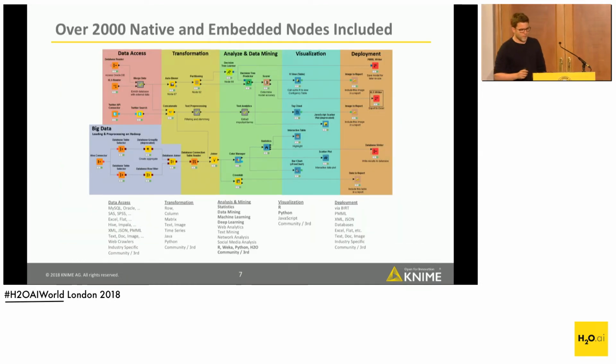Okay, so what kind of nodes do we have in our platform? We have nodes to access data, we have nodes to transform data, we have nodes to analyze and mine data, nodes for visualization and deployment. And also we have several connectors to big data environments. And here, we don't sit in our offices and produce nodes, like 20 nodes a day, and try to increase this number a lot. No, this all comes from our community or from some of our extensions, right?